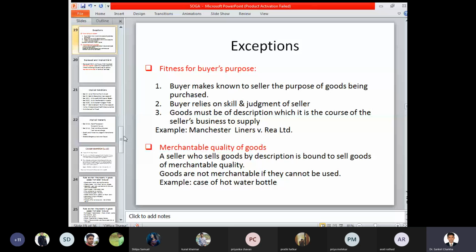Now, there is a case study with respect to Manchester Lineage versus Ria Limited. Here Manchester Lineage was a particular company, and Ria Limited was an Indian firm which used to manufacture or produce cloth in a very huge quantity. Manchester Lineage specifically mentioned that they wanted to stitch uniforms for blue collar jobs and white collar jobs.